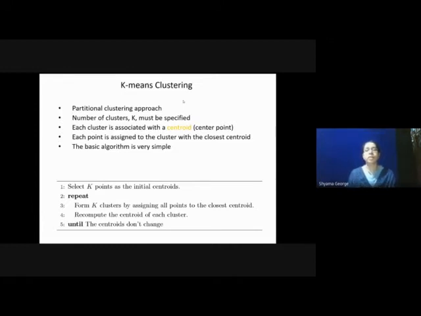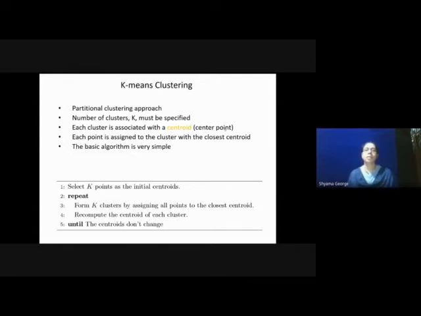So we have to specify the number of clusters, and we will select some points as the representatives or seed points or initial centroids, and then we find the distance between each object and the centroid, and we will allocate the object to the nearest centroid so that those with a particular centroid form a cluster with that particular centroid. Each point is assigned to the cluster with the closest centroid.